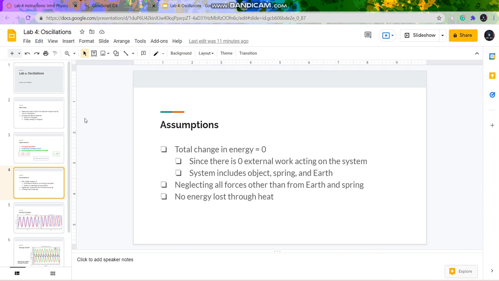The main assumptions that this lab takes into account are, first, that the total change in energy of our system is equal to zero. That means there's no external work acting on our system, and there's no energy lost through heat. Said system includes our object, the spring, and the earth. You'll also be neglecting all forces acting on the object other than the gravitational force from the earth and the spring force from the spring.